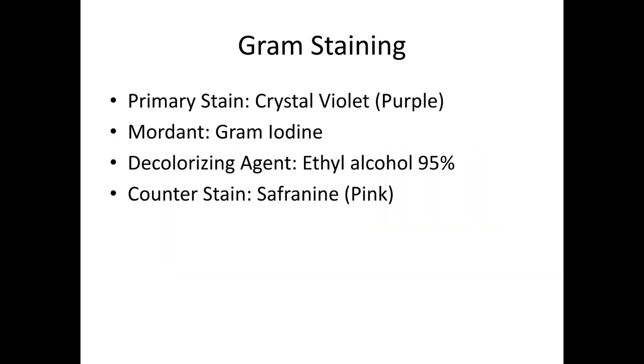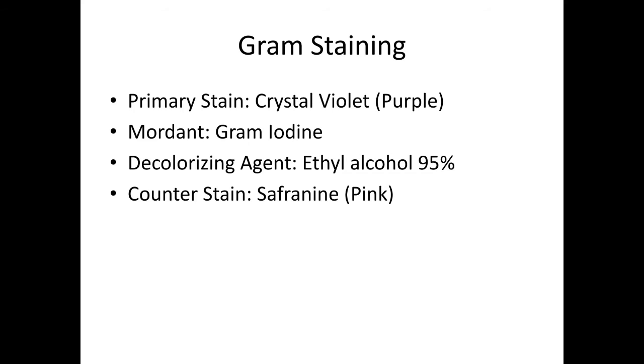If we talk about the staining of gram-positive and gram-negative bacteria, they are differentiated on the basis of the gram stain, which has four components: the primary stain, mordant, decolorizing agent, and the final counter stain. The primary stain used in this staining is crystal violet that gives purple color to all the cells on which they are stained.